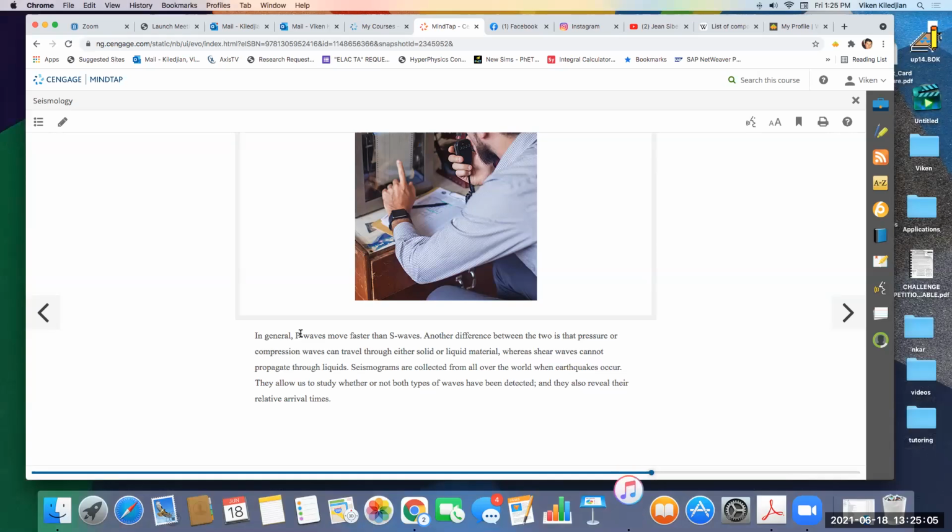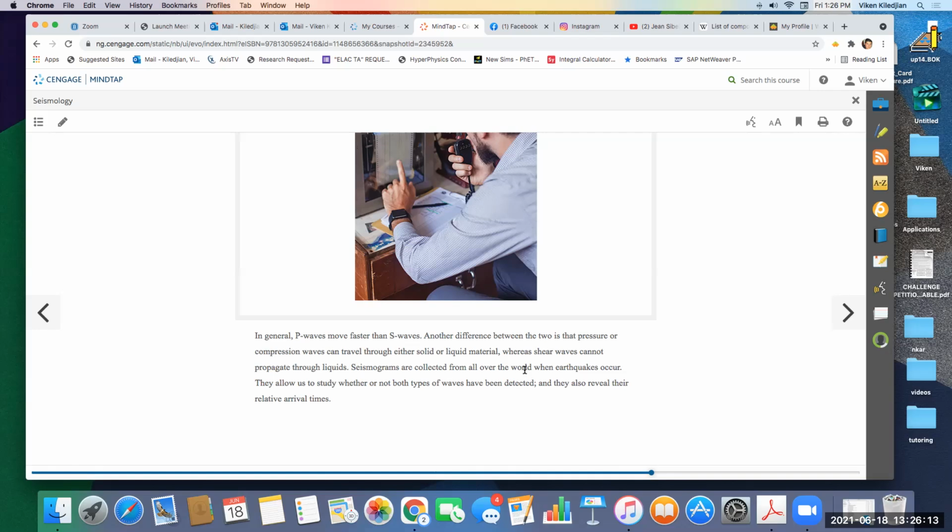Another difference between the two is that the pressure or compression waves can travel through either solids or liquids. So P waves can travel through solids or liquids, both. The S wave, whereas, the shear waves cannot propagate through liquids. So remember it this way: S for solid. S is the secondary, they're slower, and they can only travel through solids. Oh, I said it wrong. So shear waves cannot propagate through liquids, which means they can only travel through solids. Yes, now I said it correctly. So the S wave is secondary and can only travel through solids.